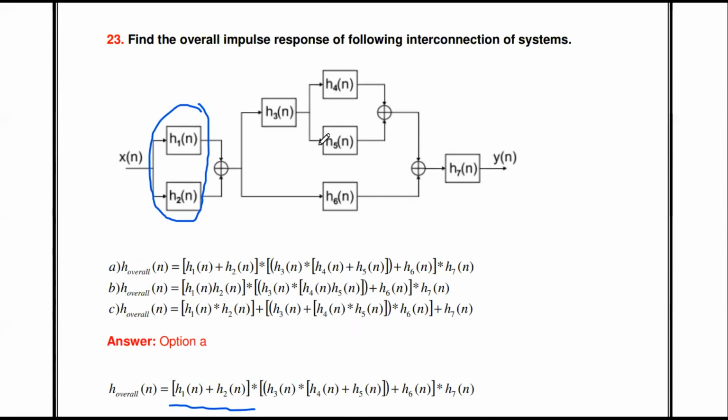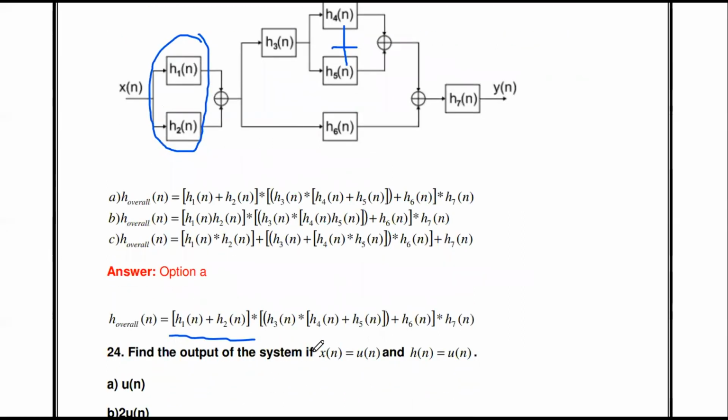Then we have to reduce this one. H4 and H5 are in parallel, so you just add. Then that H4 plus H5 is in convolution with H3, since it is a cascade. After that, H4 plus H5 convolution with H3. Then this combination is parallel with H6, so this answer we have to add with H6.